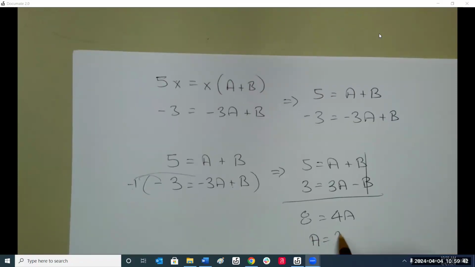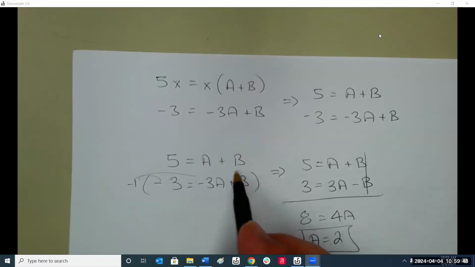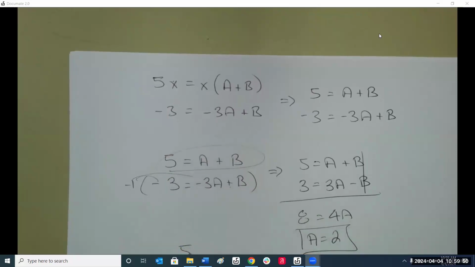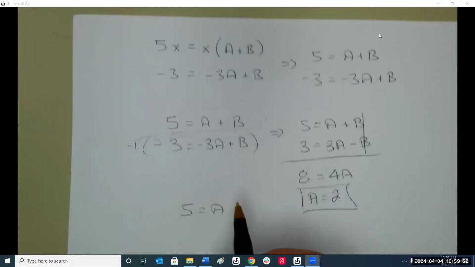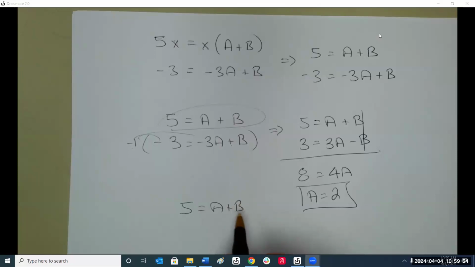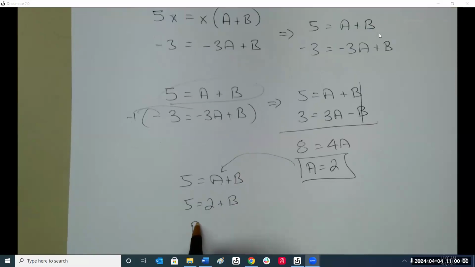So a equals 2. And I use the first equation, so 5 equals a plus b, and a equals 2. So b is equal to 3.